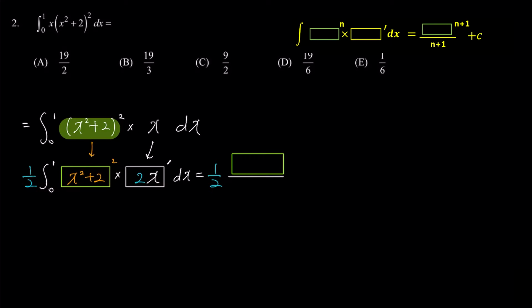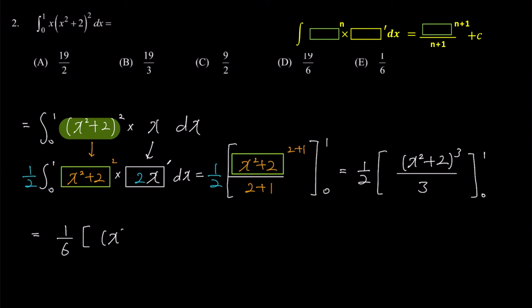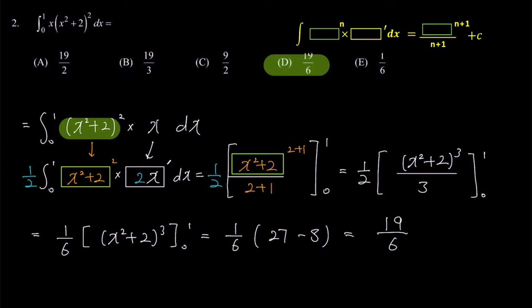Now, let's substitute x squared plus 2 into the green box and fill in the exponent and denominator with 2 plus 1. Simplifying the expression, we get 1/6 times x squared plus 2 to the power of 3. Substituting 0 and 2 into this expression gives 27 and 8 respectively. So the final answer is 19/6, which corresponds to option D.